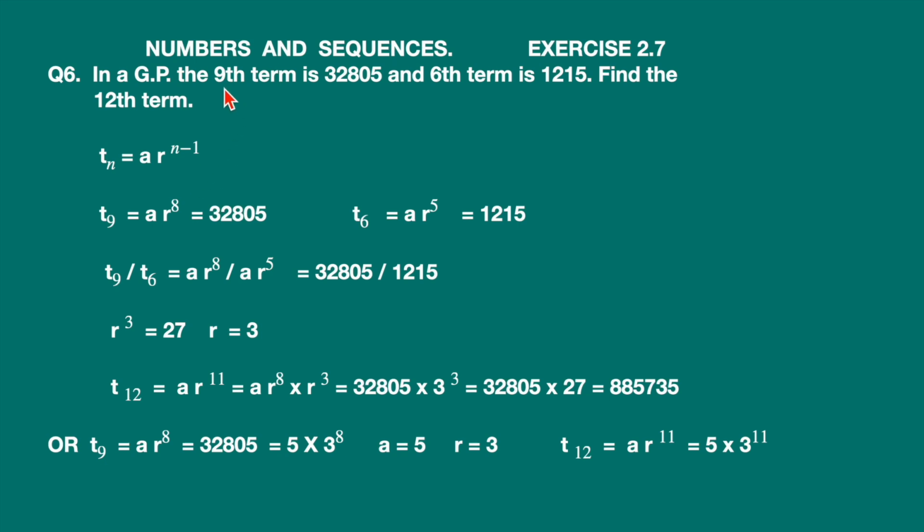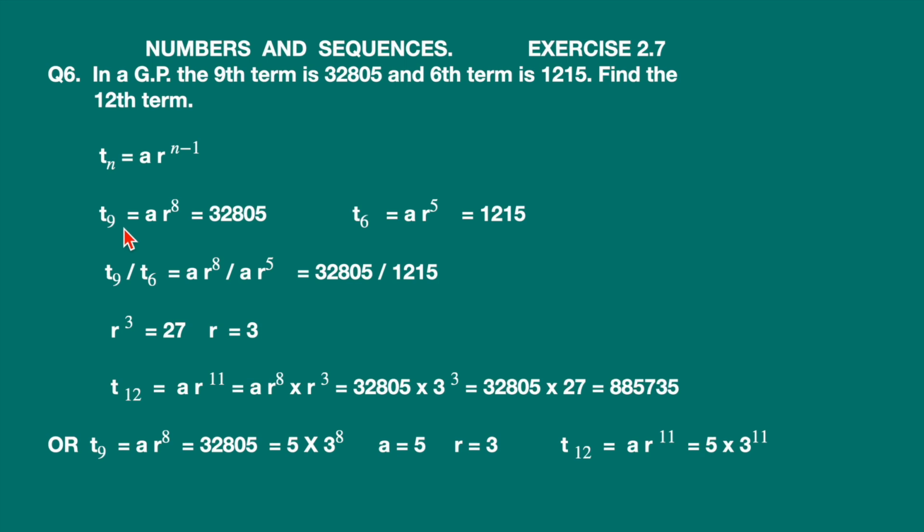So here 9th term is equal to 32,805. So let's write n is equal to 9. T9 is equal to a into r raised to n minus 1. That is 9 minus 1 is 8. That is equal to 32,805. Similarly, 6th term is 1,215. So here it is T6 is equal to a into r raised to 5 is equal to 1,215.